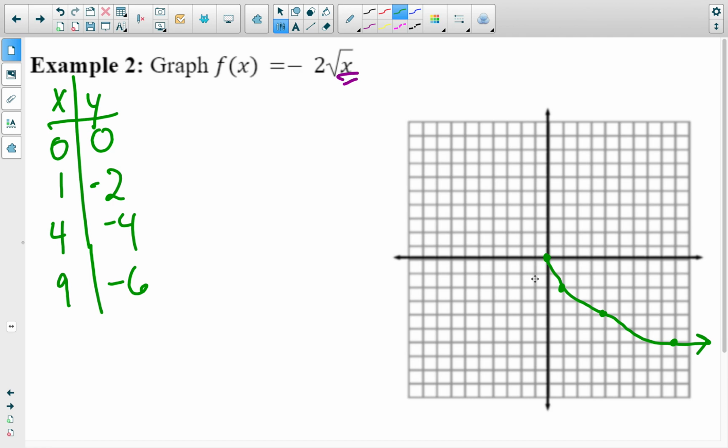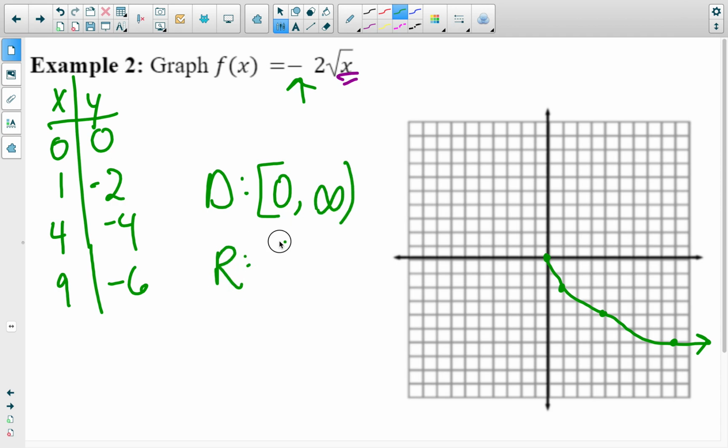So it's kind of reflected, if you will, over the x-axis, right? We have that negative out front. Thinking back to function transformations, we are being reflected over our x-axis. Just in case you're interested, the domain would be from 0 to infinity with a bracket around 0.